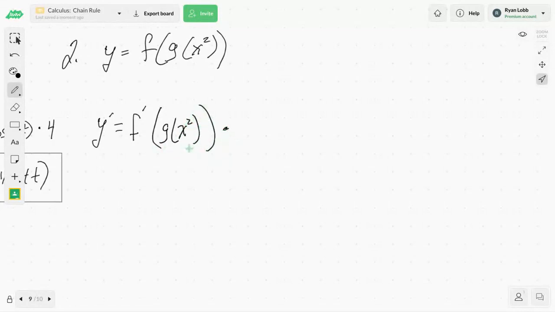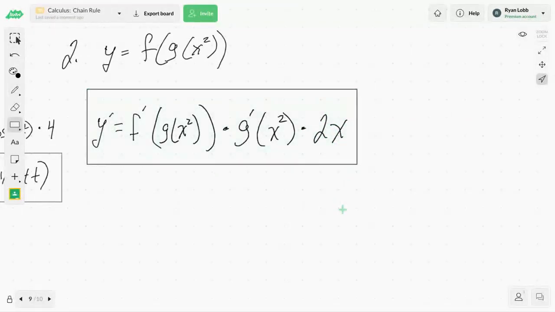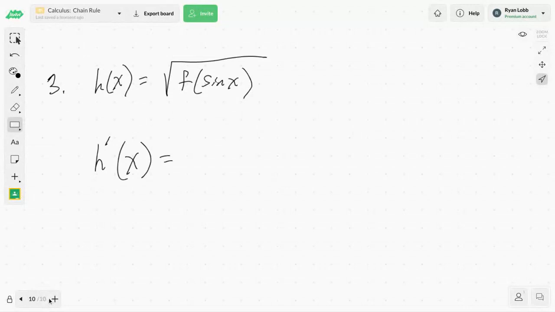Times. Now work here, g of x squared. The derivative of g of x squared is the derivative of the outer function, g prime. Keep the inside function the same. Times now the derivative of the inner function, 2x. And now you're done. Okay. So for y equals f of g of x squared, y prime would be f prime of g of x squared times g prime of x squared times 2x. Okay. Just takes a little practice, a little attention to detail. And then one more here.